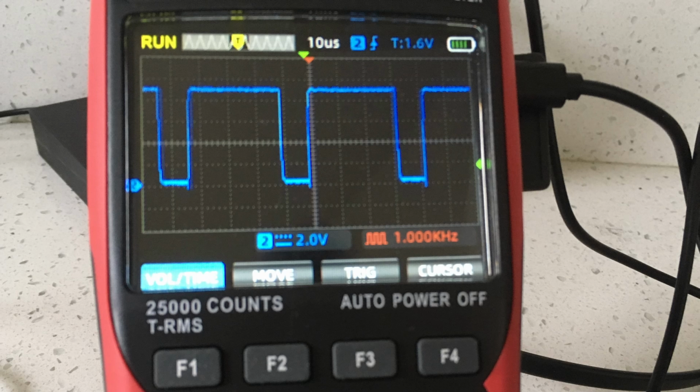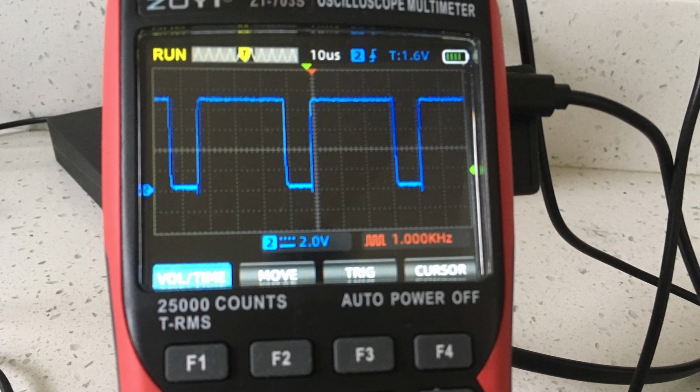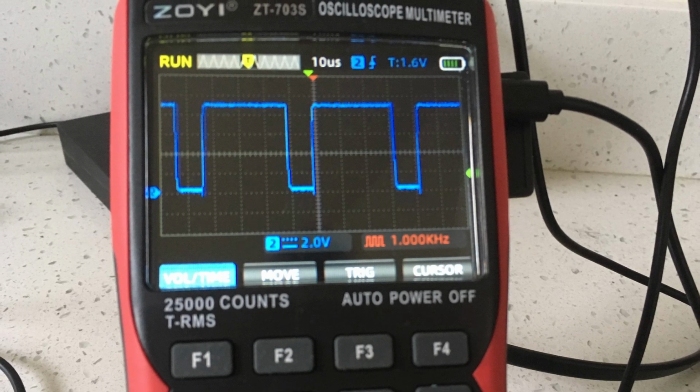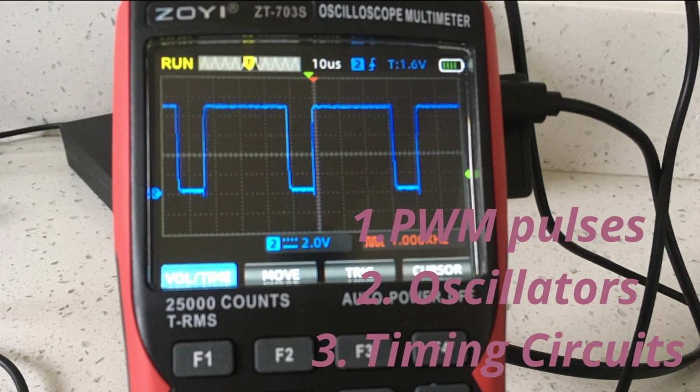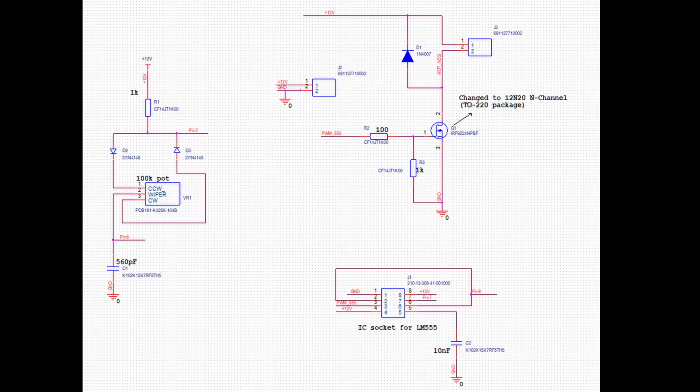This IC has been around since the 70s and is even used to this day in a multitude of electronic applications. The IC can be used to generate precise PWM pulses, build oscillators, generate timing circuits, and so on. In this tutorial, we'll learn a quick way to put a few components together to build a motor driver circuit. Let's get started. In the schematic, you can see that we are using a 12-volt power supply for this project.